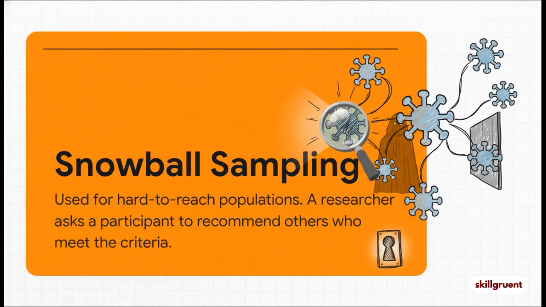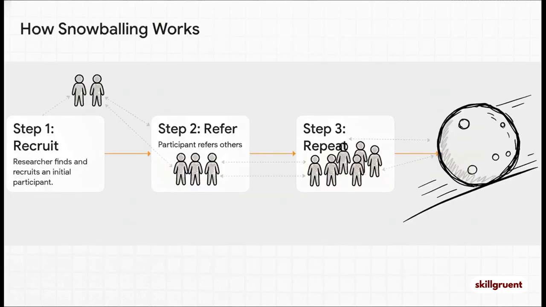And then there's a really cool one called snowball sampling. This is your go-to method when you're trying to study a group that's hard to find or hidden. Think about people with a very rare hobby or members of an underground community. How do you find them? Well, you start by finding just one person and then you ask them to introduce you to others they know. It's easy to see how this gets its name, right?